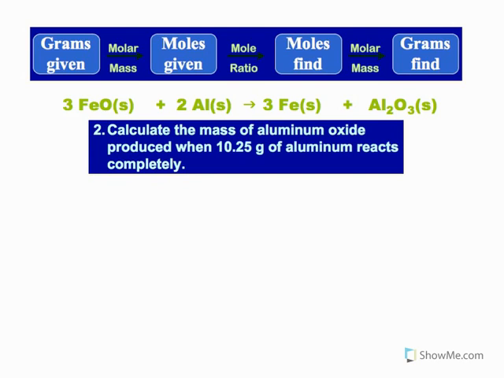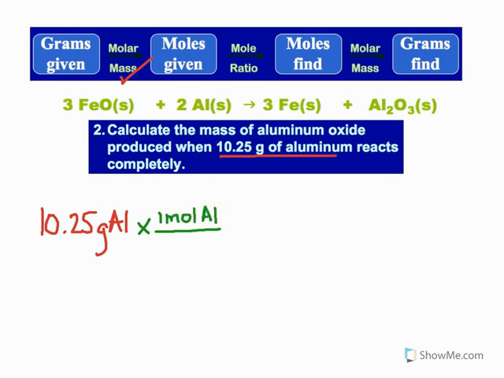And you're given right here that you have 10.25 grams of aluminum. So I'm going to write down the 10.25 grams of aluminum. And the very first thing we're going to do is use the molar mass to find the number of moles of aluminum that we've got. So using the molar mass from the periodic table, I know that in every 1 mole of aluminum, I have 26.98 grams of aluminum.